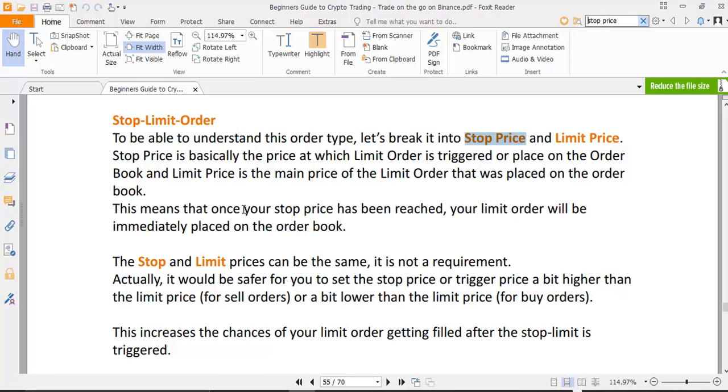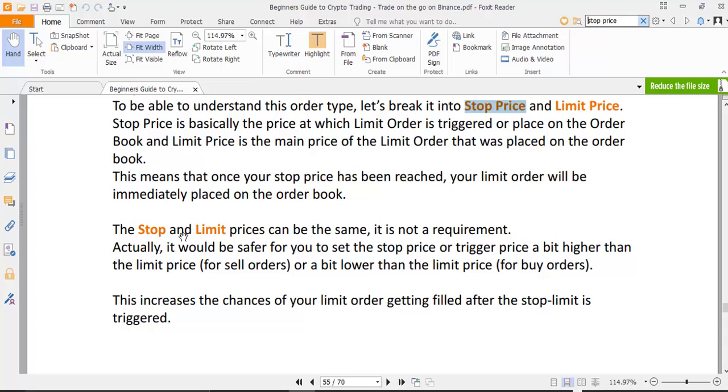This means that once your stop price, which is the trigger price, has been reached, your limit order will be immediately placed on the order book. The stop and limit prices can be the same, so you can make them the same. It is not a requirement.